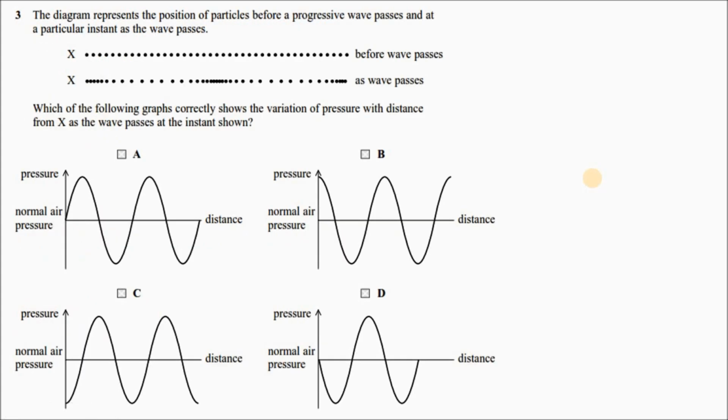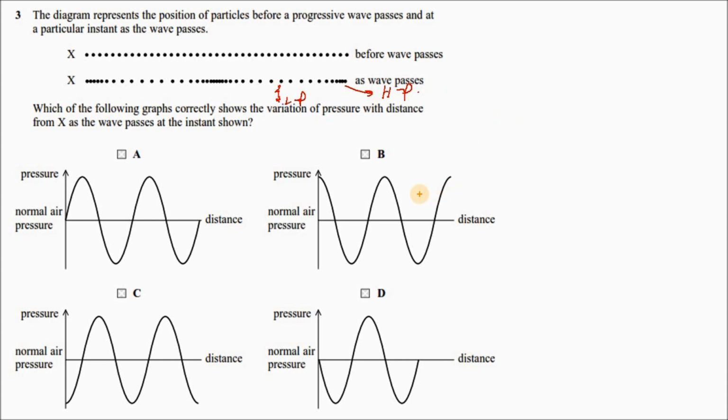The diagram represents the position of particles before a progressive wave passes and at a particular instant as the wave passes. So we have undisturbed medium, normal pressure, and some disturbed medium, wave is passing. Which of the following graphs correctly shows the variation of pressure with the distance from x as the wave passes at the instant shown? We are given 4 different options, and generally this is a compressional wave. So this rarefaction is considered as low pressure, and this one is high pressure area.